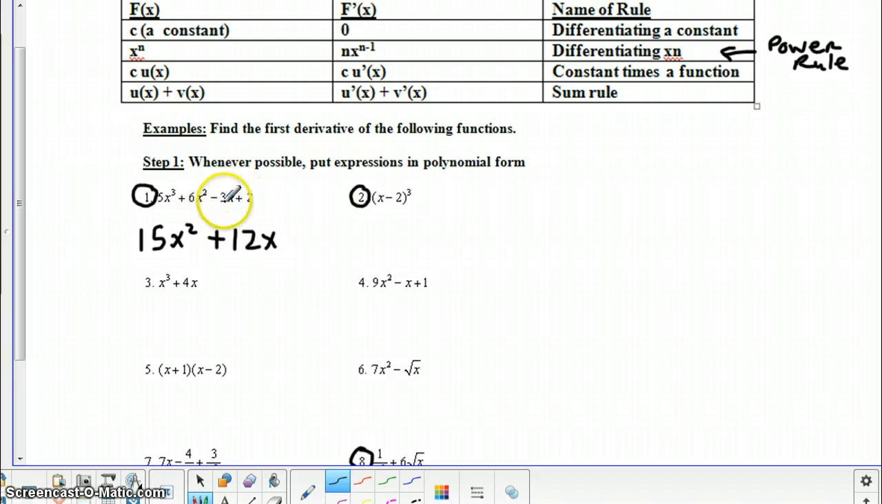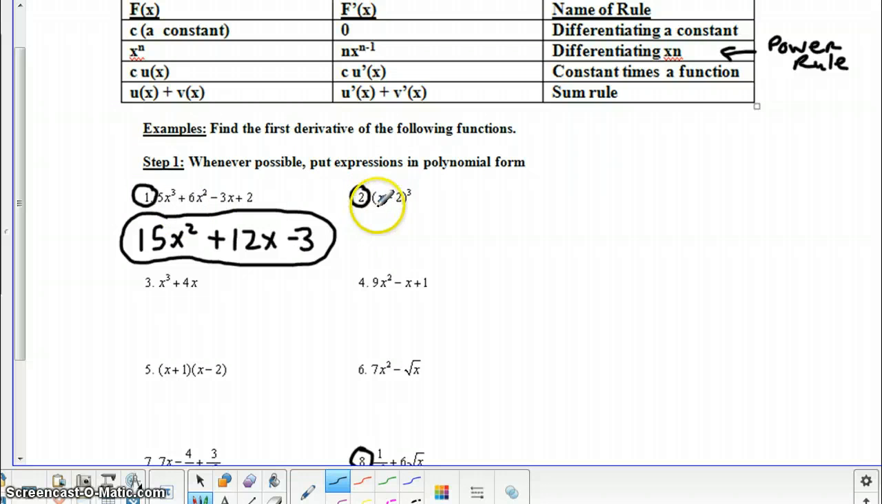Here we have negative 3x, so we have an exponent of 1. 1 times negative 3 is negative 3. We subtract 1 from the exponent, so we have x to the 0 power, which would be 1. So we'll just have negative 3 there. Our last plus 2, it's a constant, so that is 0. So we don't have to write 0 there. So our derivative of number 1 is 15x squared plus 12x minus 3.